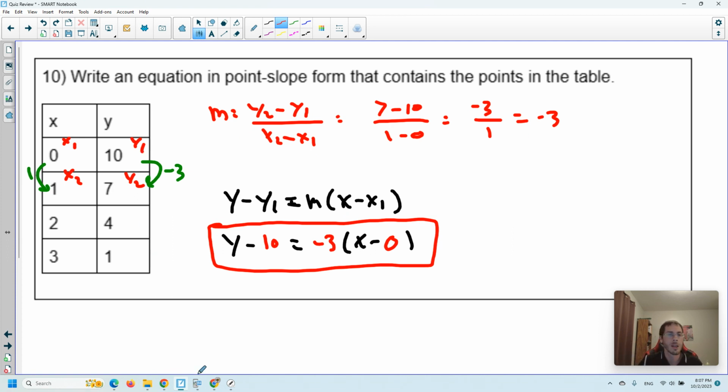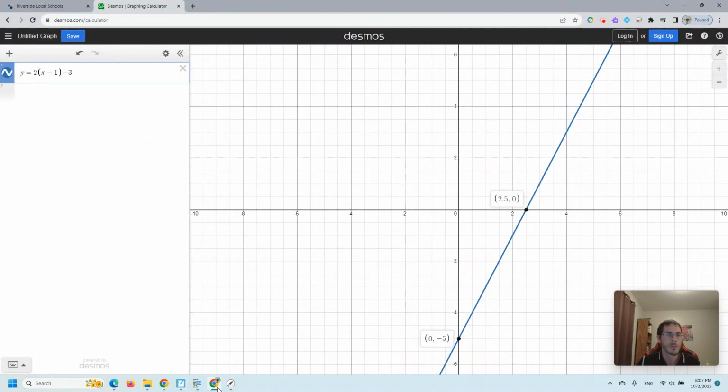So that's the entire review guide. A little bit longer just because I showed a couple ways to do some of the questions with the graphing calculator and with Desmos. But it's a pretty short quiz overall. So there we go.